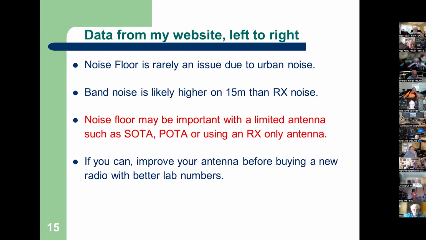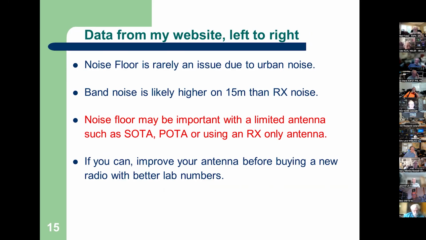Likely, band noise on 15 meters at a quiet location is higher than receiver noise. On 10 meters, it may be about equal. But depending on what your antenna is, if you're at a SOTA site or a Parks on the Air, maybe you've just got a halfway end fed or something that's up in the air 15 feet on one end. In that case, the sensitivity or the noise floor might be an issue because you've got a wimpy antenna. What are you going to do in a setup like that?